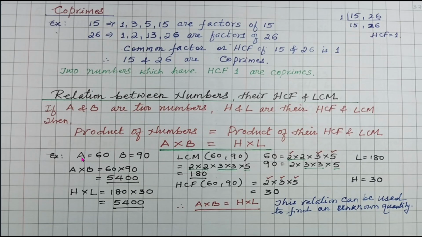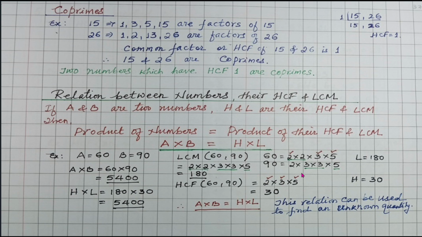Now, let us take an example. If A is 60 and B is 90, then A into B is equal to 5400. Now, let us find the LCM of 60 and 90. The prime factors of 60 are 2 into 2 into 3 into 5. 90 is 2 into 3 into 3 into 5. So the common factors are 2, 3, 5, and the remaining are 2 and 3. Take them and multiply. So 2 into 2 into 3 into 3 into 5, and when we multiply, we get 180.